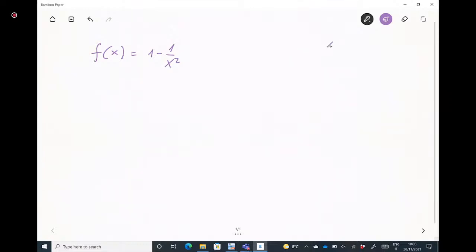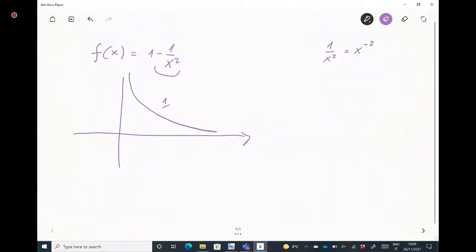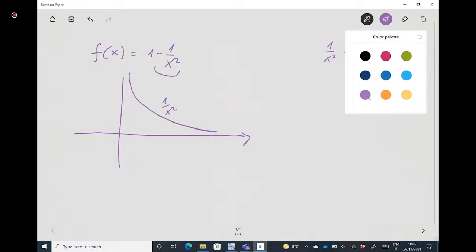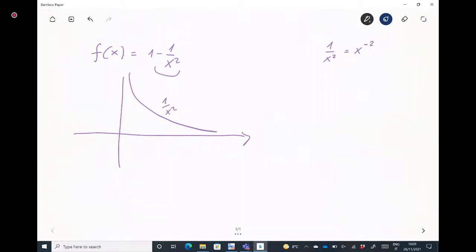Remember that 1 over x squared, equal to x to the minus 2, is an elementary power function, okay? And it is like this, qualitatively. It's negative, so this is 1 over x squared. Minus 1 over x squared is like this, because it's negative. So it's symmetric with respect to the horizontal axis. Minus 1 over x squared.